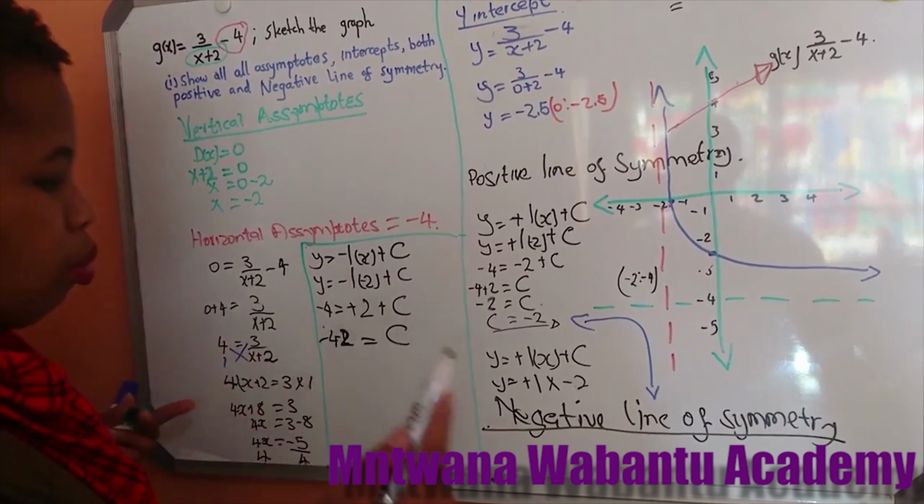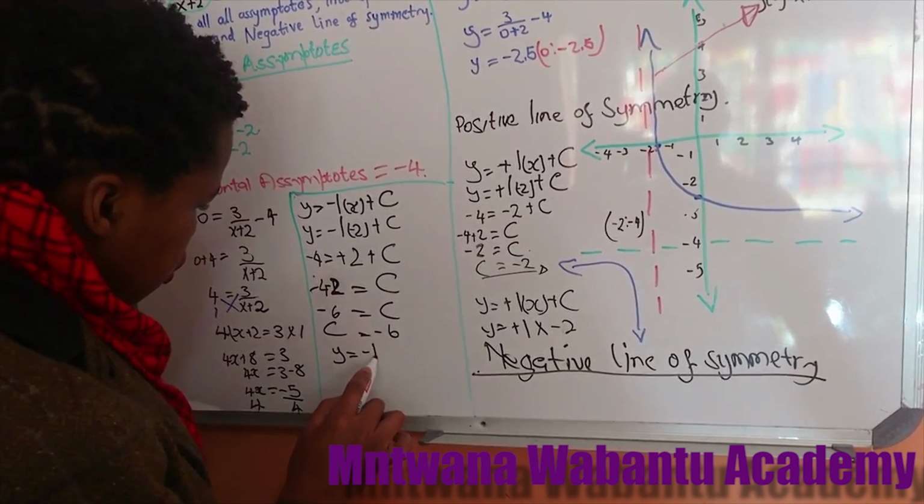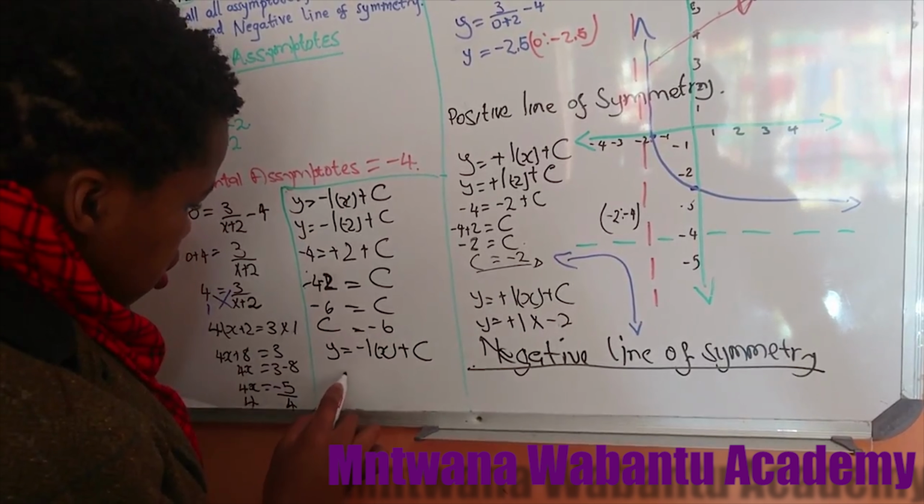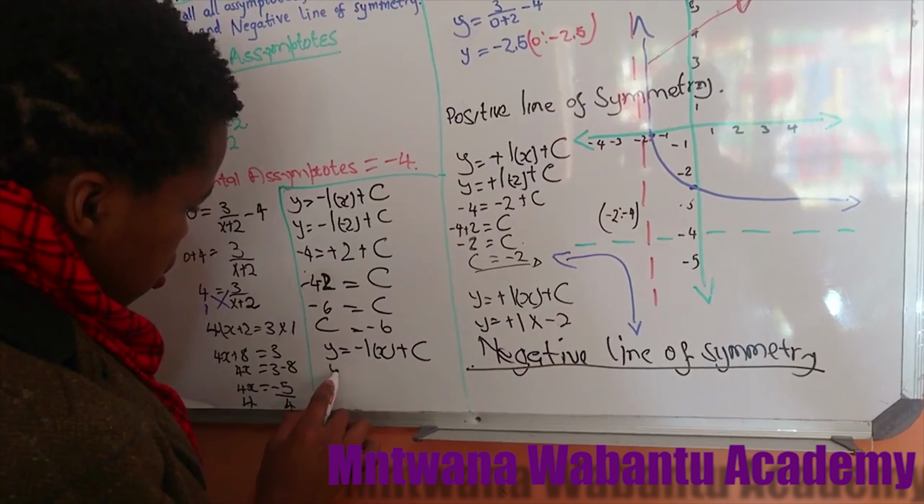So y equals negative 1x plus c. Y equals negative 1x negative 6. Okay, so what is that?